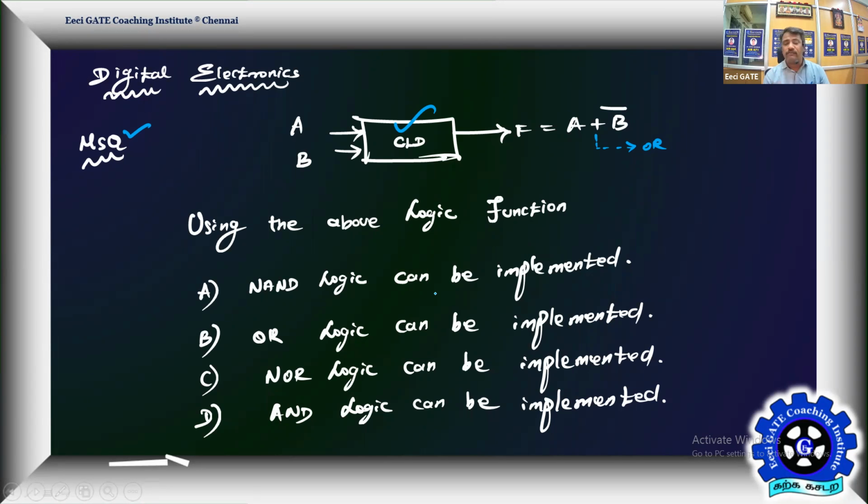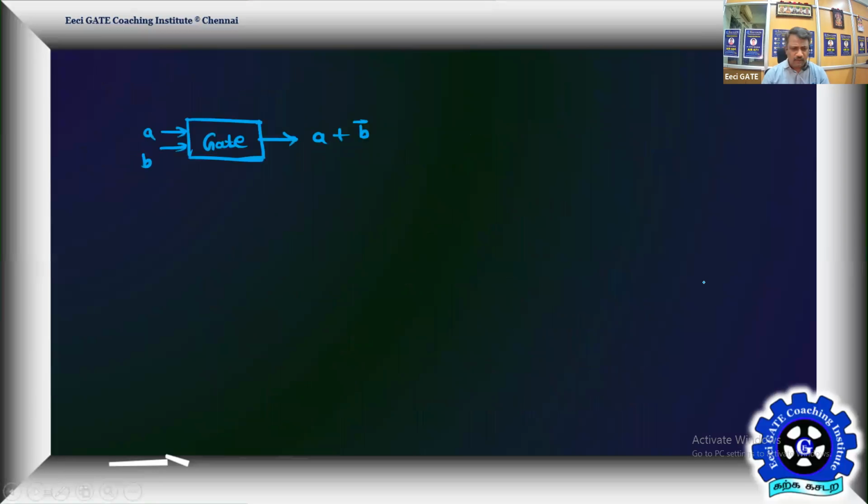Similar to that, instead of giving a NAND function or NOR function, he has given something new, calling it A plus B bar. So he is indirectly asking whether it is universal or not. You have to work it out. Now this gate is producing A plus B bar. Can I implement NAND logic from this?